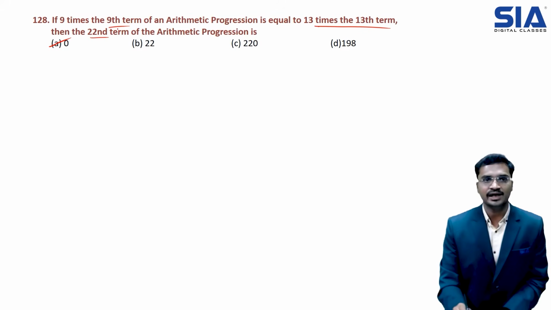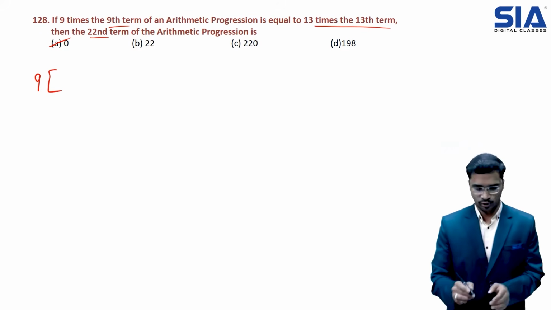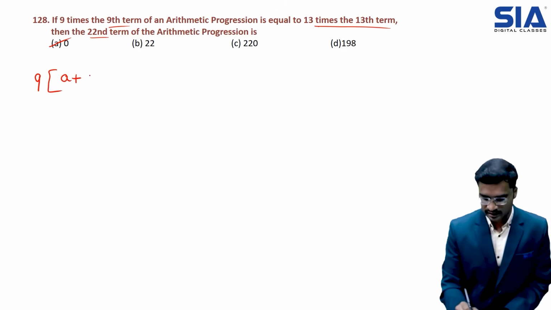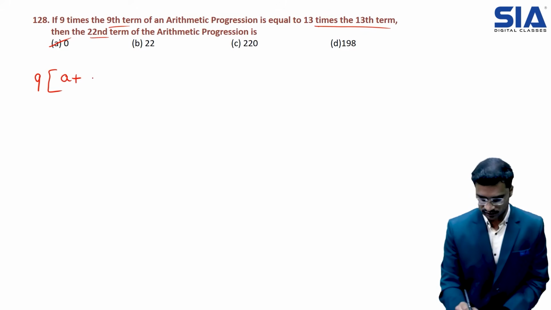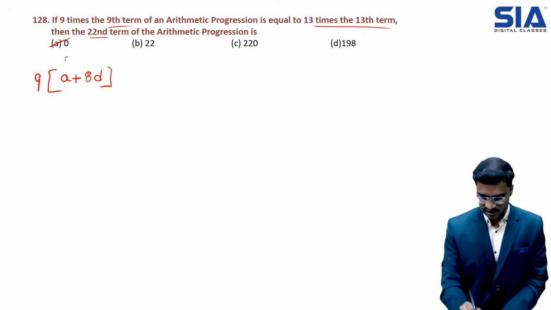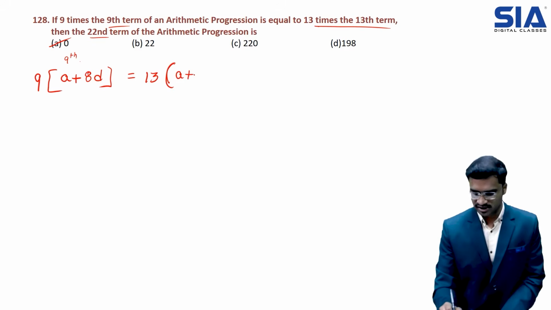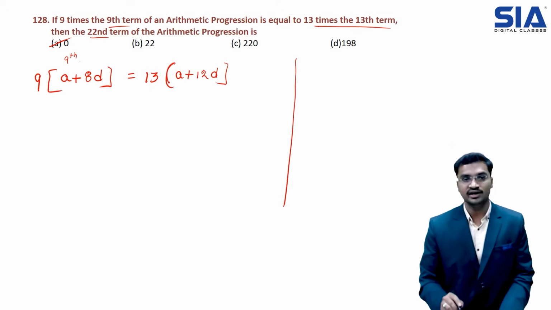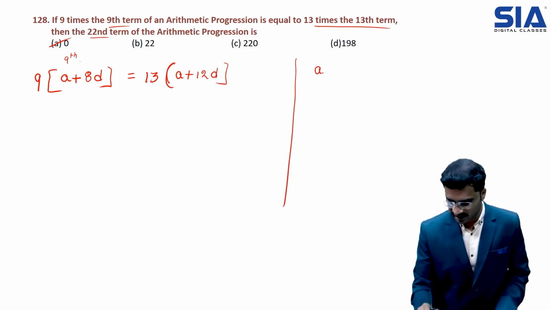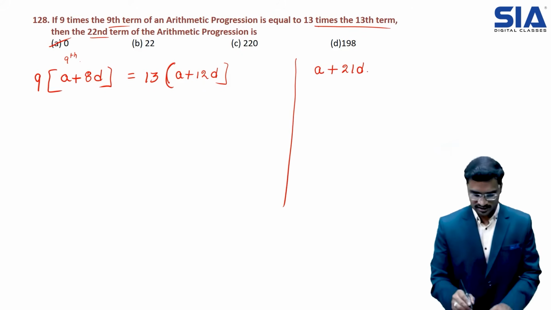So he is saying 9 times the 9th term. The nth term in an arithmetic progression is what? a plus n minus 1 into d. So n minus 1 is 9 minus 1, 8d. So this is 9 times the 9th term, is equals to 13 times the 13th term. The 13th term is what? a plus n minus 1 d, which is 12d. So now what do we have to find? We have to find the value of the 22nd term. The 22nd term can be written as a plus 21d. So we have to find the value of a plus 21d. Let us see.